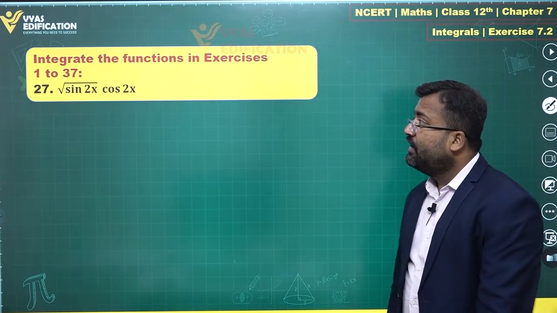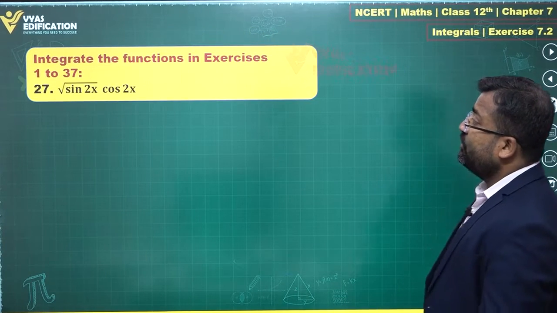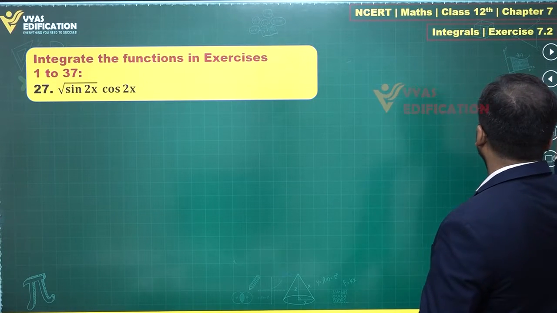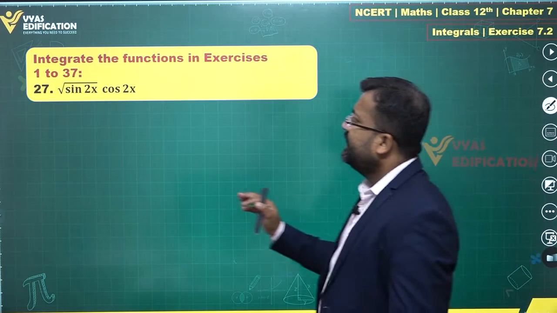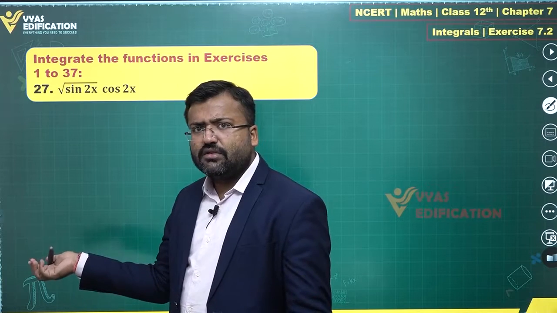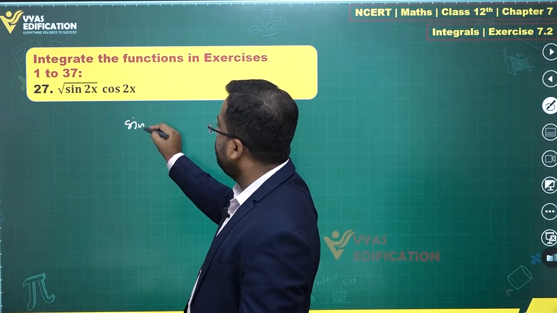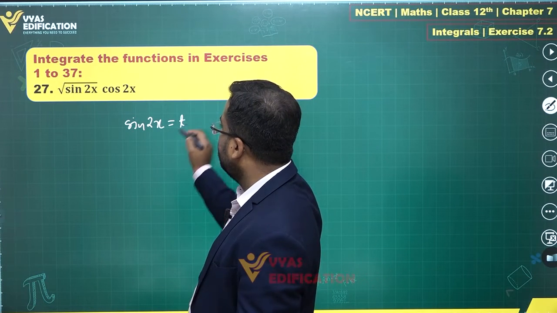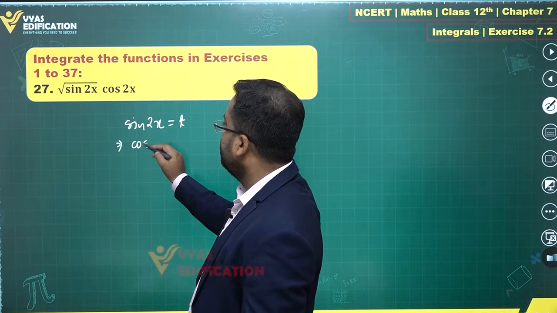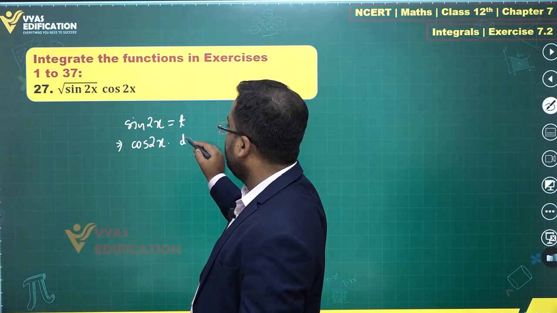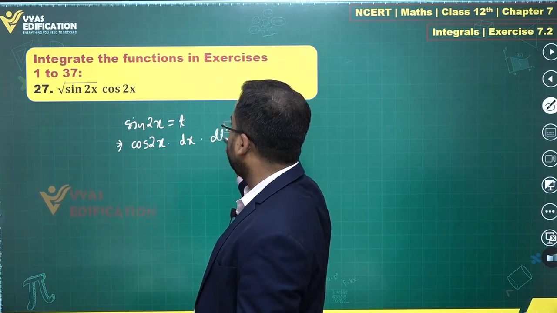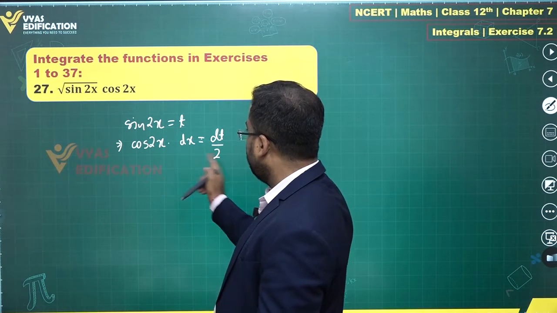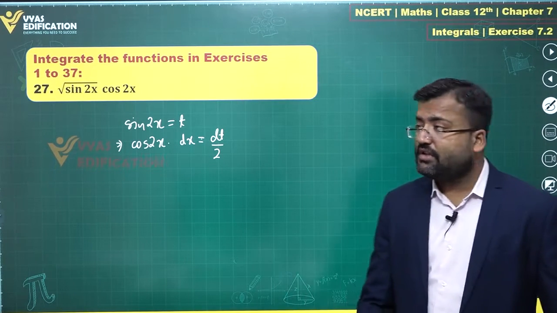27th question says root of sin 2x times cos 2x. Okay, how do we handle this one? The derivative of sin 2x is cos 2x, right? So we'll take sin 2x is equal to t. The derivative is cos 2x times 2 dx. Okay, that becomes dt upon 2 when the 2 comes over here. This is equal to this.